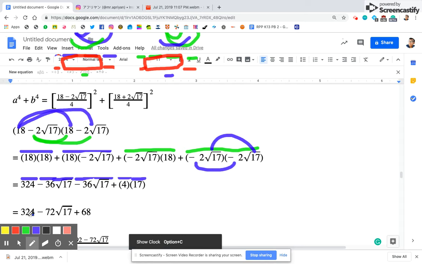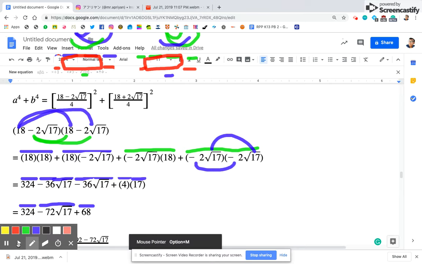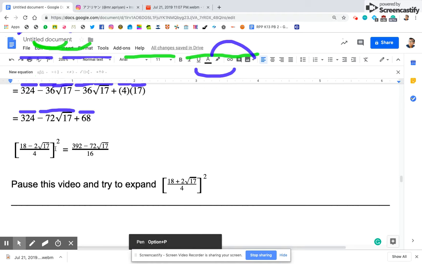Okay, now let's simplify again. That 324 is still here. We have negative 36 square root of 17, negative 36 square root of 17 will be negative 72 square root of 17. And 4 times 17 is 68. Let's simplify again. 324 plus 68 is 392. And then negative 72 square root of 17 is still there.